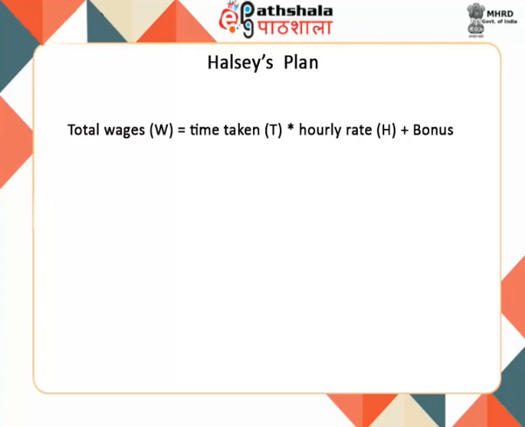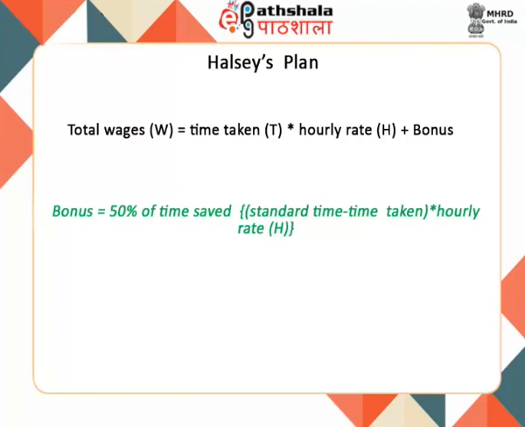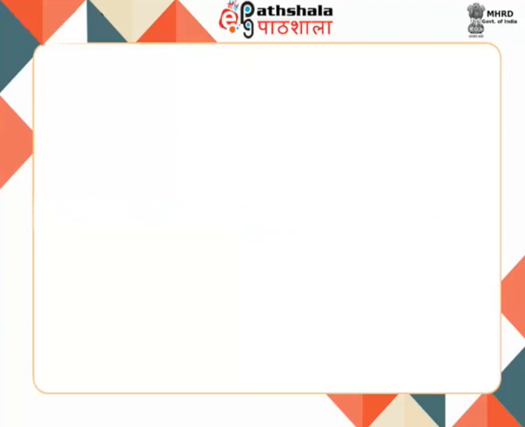Total wages equal time taken multiplied by hourly rate plus bonus, guaranteed time wages. Bonus is equal to 50% of time saved, that is, standard time minus time taken, multiplied by hourly rate.